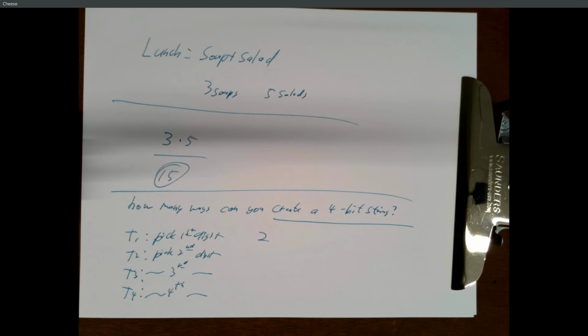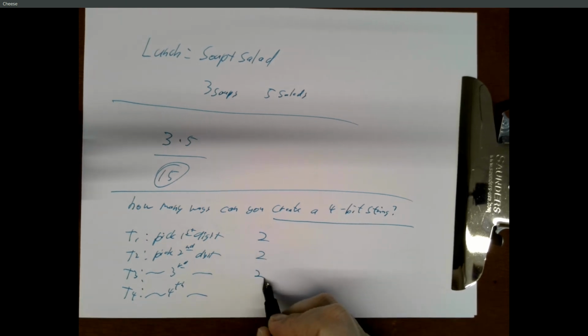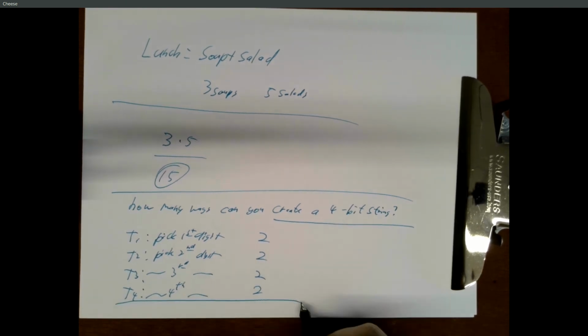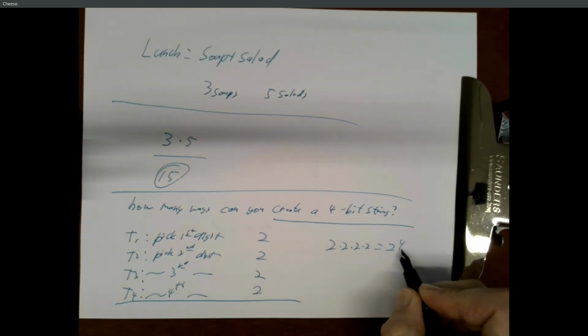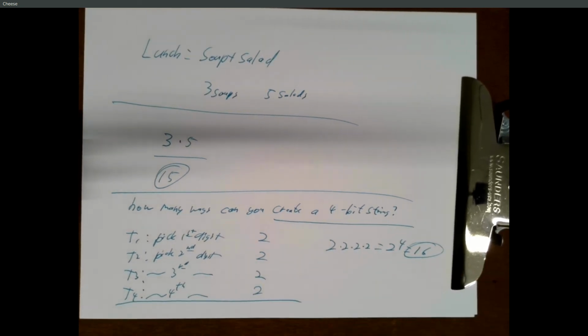How many ways can I pick the second? And the third and the 4th. So the total number of ways I can complete this procedure is 2 times 2 times 2 times 2, which is 2 to the 4th, which is 16. This is why there's 16 4-bit strings. Okay, we know that in 250, we know that in computer science. This is another way of seeing that.